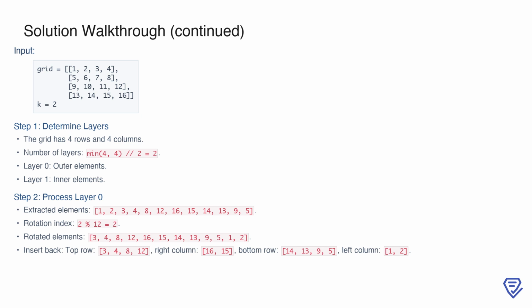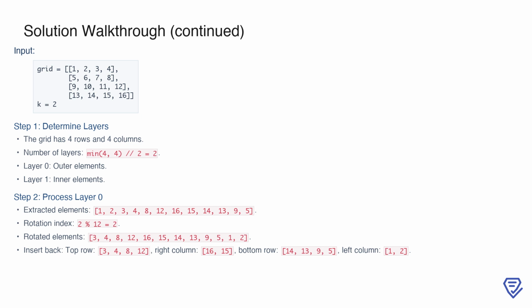Starting with layer 0, we extract its elements. The top row gives 1, 2, 3, 4, the right column adds 8, 12, 16, the bottom row in reverse order provides 15, 14, 13, 9, and the left column in reverse contributes 5. This yields 1, 2, 3, 4, 8, 12, 16, 15, 14, 13, 9, 5 for layer 0.